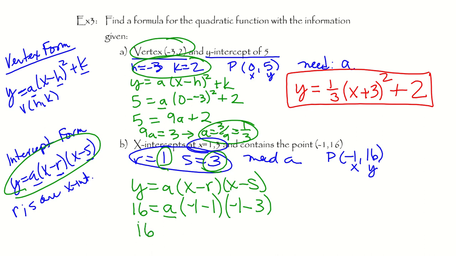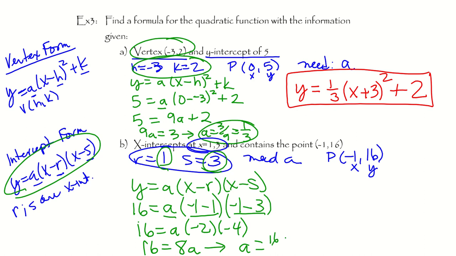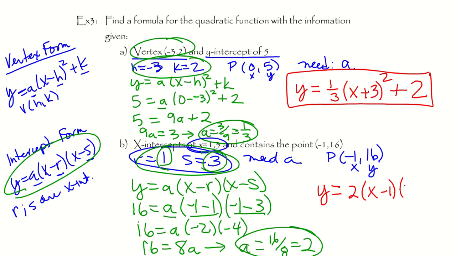So if I simplify, I get 16 equals a times (-1 minus 1, which is -2) times (-1 minus 3, which is -4). That gives me 16 equals 8 times a. Divide both sides by 8, and I get a equals 16 divided by 8, or 2. So I now know a, I know r and s. I can write my equation, which is y equals my a, 2, times (x minus one of my x-intercepts) times (x minus my other x-intercept). And I have a quadratic equation.